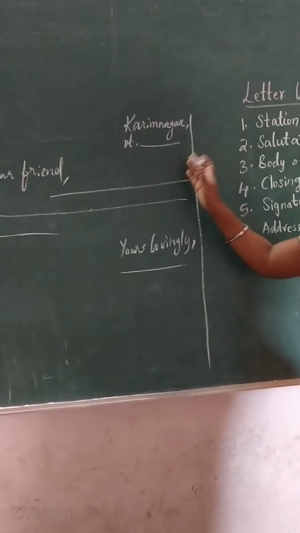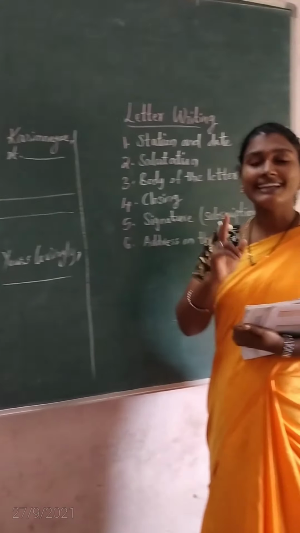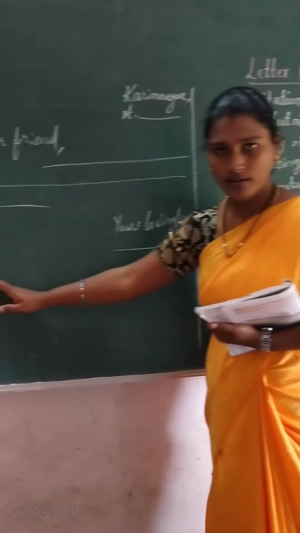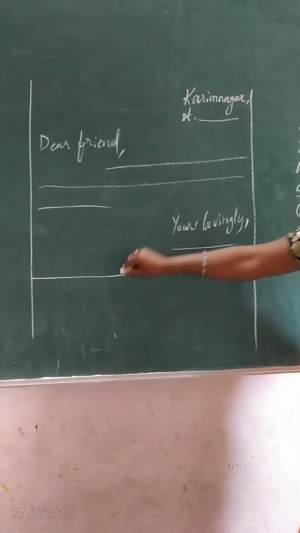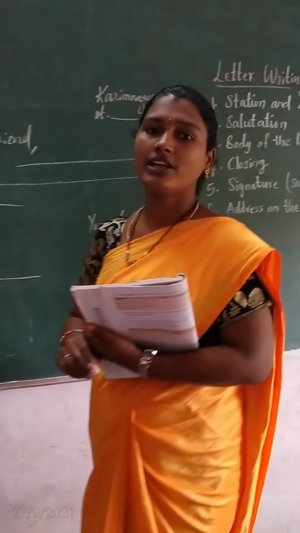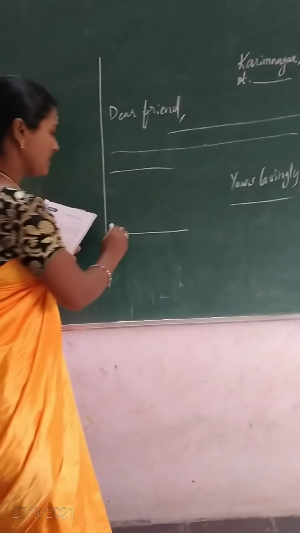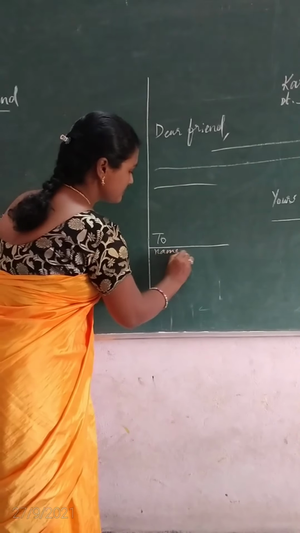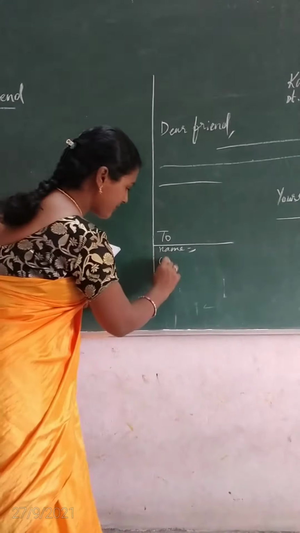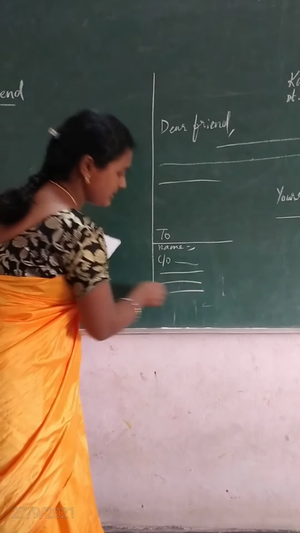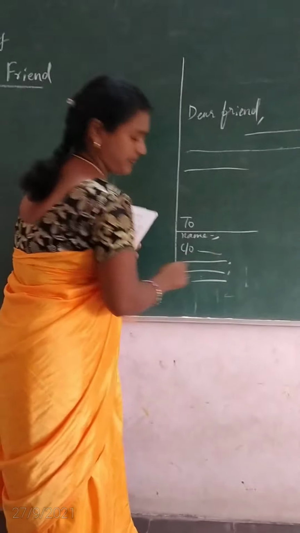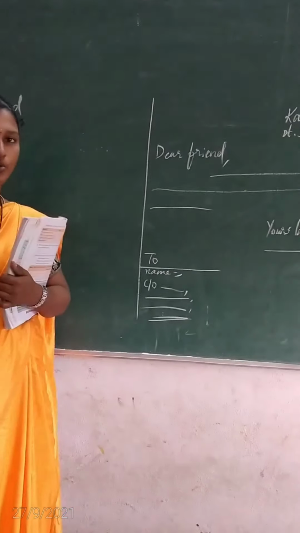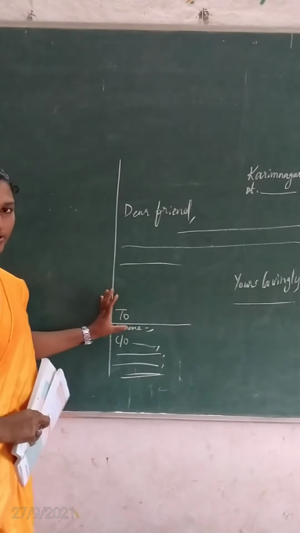But where this letter has to reach, that is nothing but the address on the envelope. That we are going to write on the opposite side. Again we are going to write here the address on the envelope. We can simply call it the to address, children. That is, to the name of the person, comma, care of address. The whole address we are going to write here, following with commas, along with the pin code. This is the format of letter writing, children.